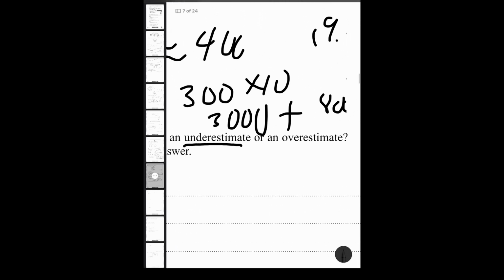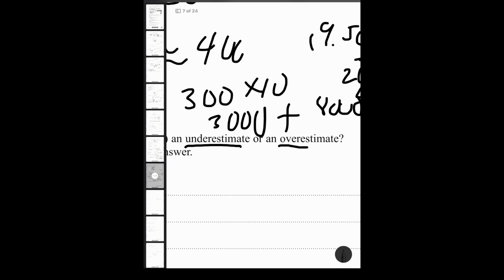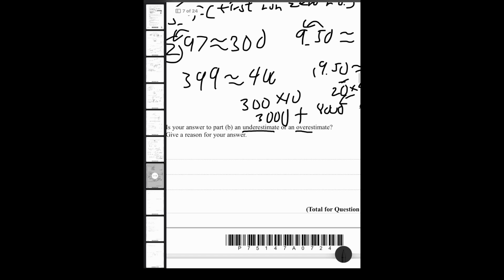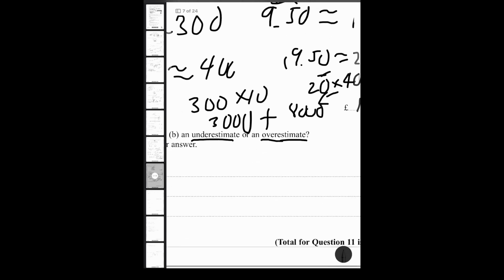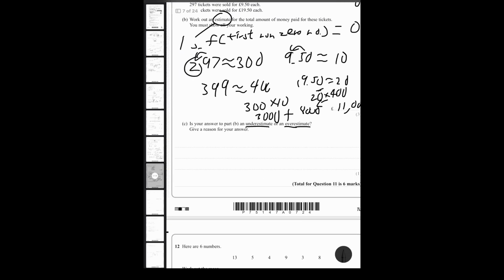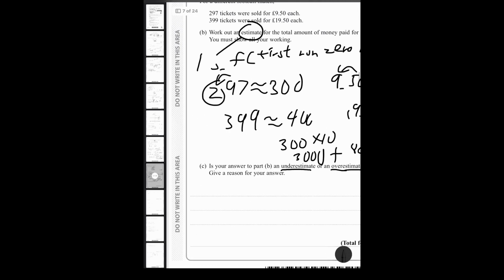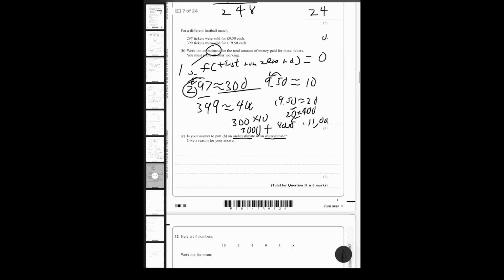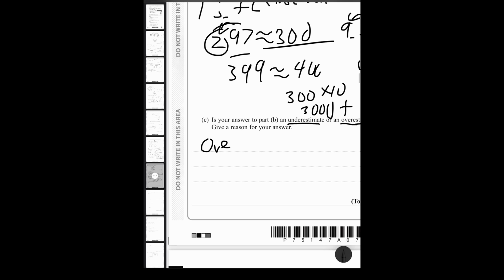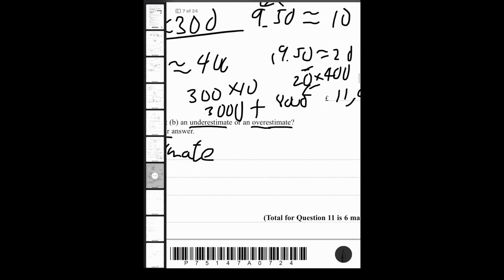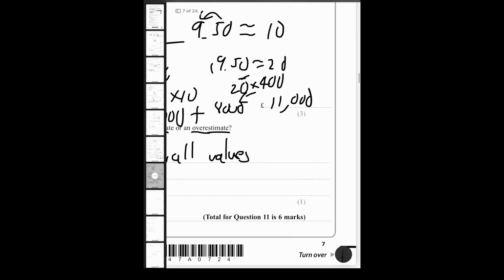So is my answer to part A an underestimate, which means the actual price would be higher because my numbers are rounded down, or an overestimate, which means my answer is actually higher than it will be because I rounded up? What have we been doing? Round up, round up, round up, round up. So it is an overestimate because all values rounded up.